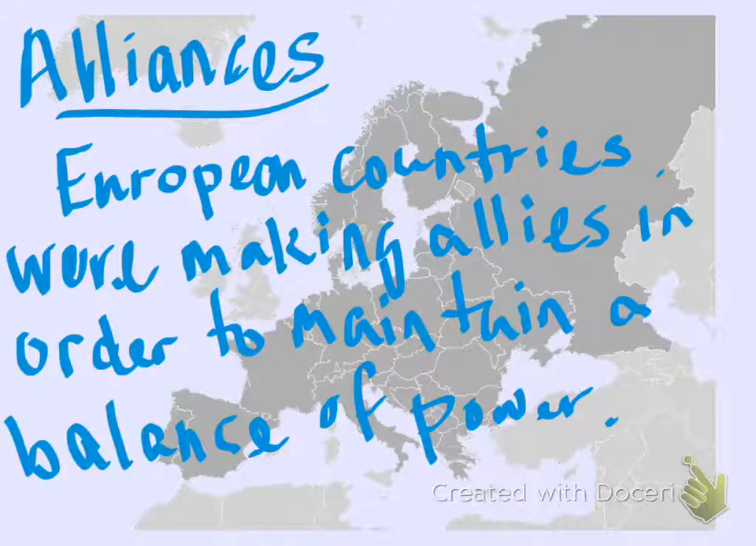Now, alliances. European countries were making allies in order to maintain a balance of power, something that had kept Europe from going to war since the Congress of Vienna in 1815, when Clemens von Metternich created a balance of power after Napoleon had kind of run roughshod through Europe in the early 1800s.